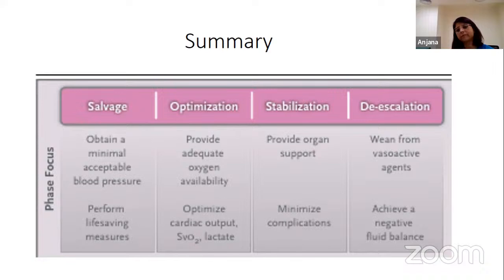So, it is always a challenge. And I think repeated examinations, and looking at how your interventions are resulting in organ perfusion, is what will help us come out of some of these situations. And thank you, Srinivas.